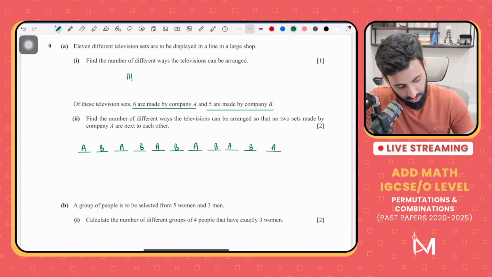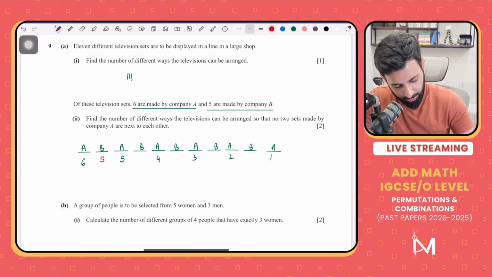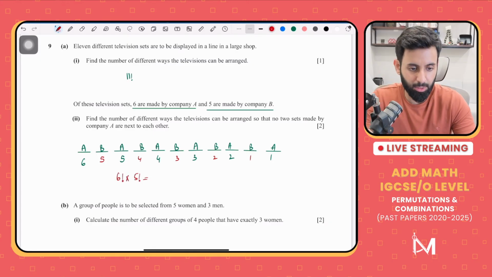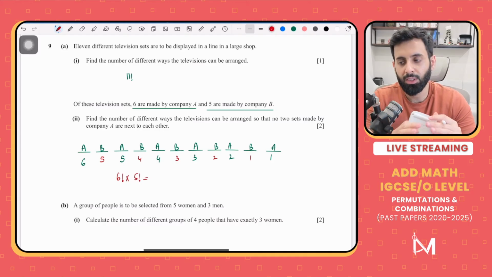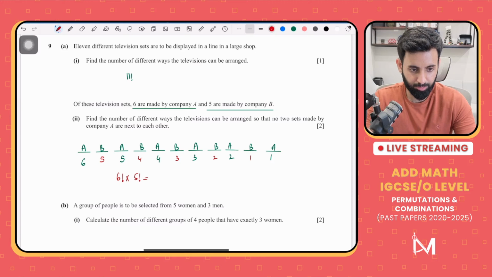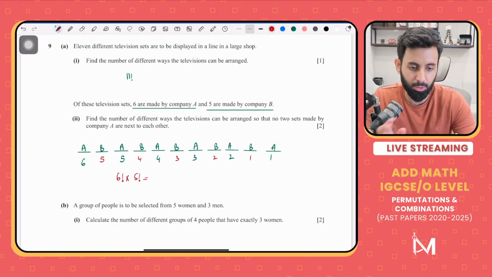So that means we're talking about A's first: 6, 5, 4, 3, 2, 1. And then let's talk about B's. So that would be 5 into 4 into 3 into 2 into 1. In short, that would be 6 factorial into 5 factorial. Okay? No, we can't do that. We can't put all A together and subtract from total. Why? Because that would mean not all of them are together. If we do that, maybe 3 of them may still be together, maybe 2 of them may still be together, 3, 4, 5 of them may still be together. We can't do that. You can't do total minus together. Okay?